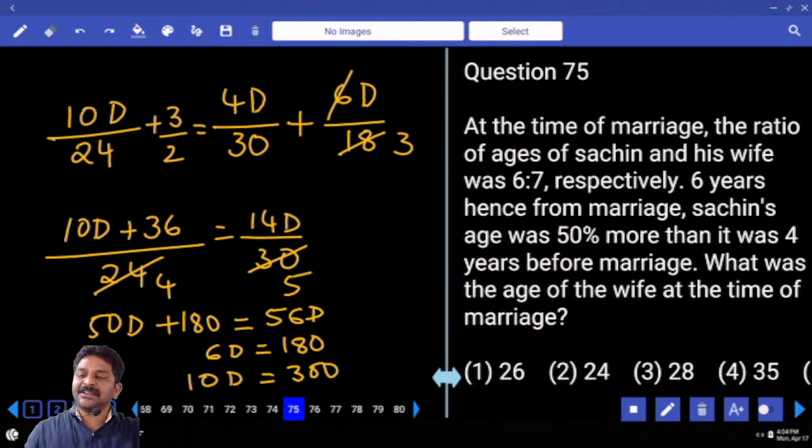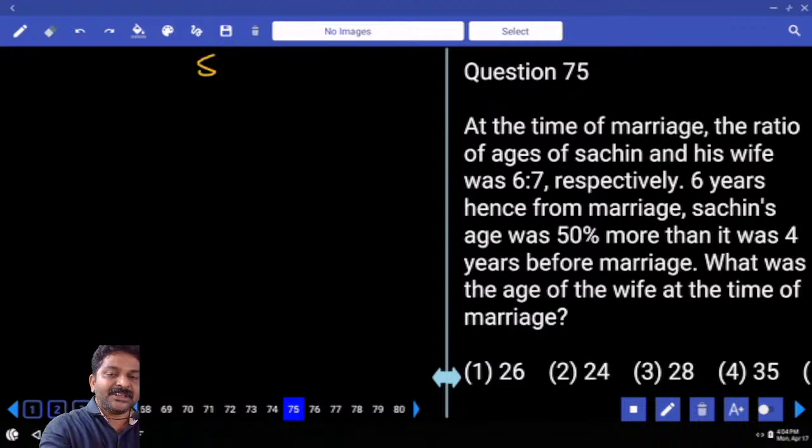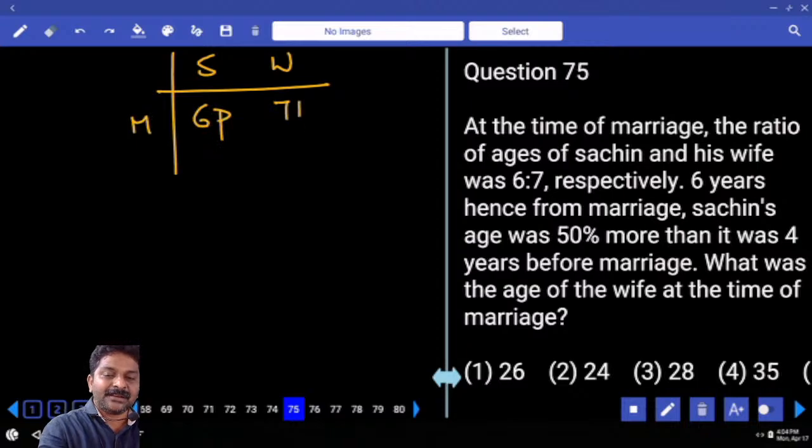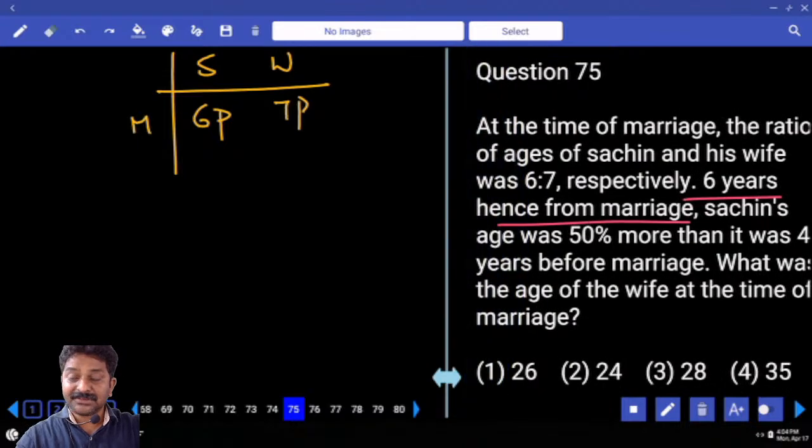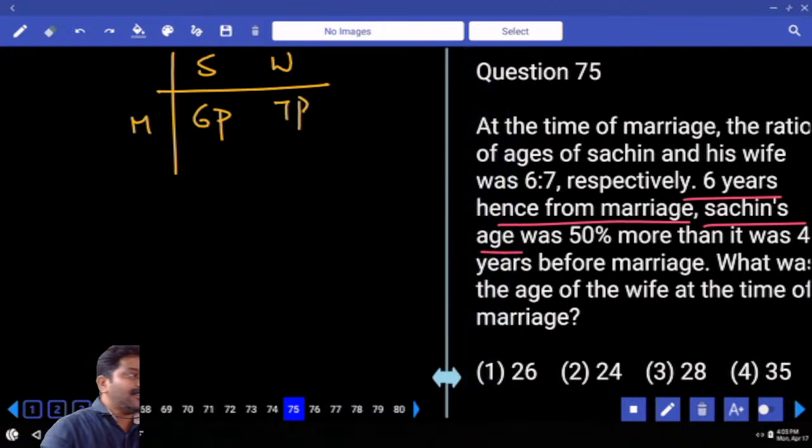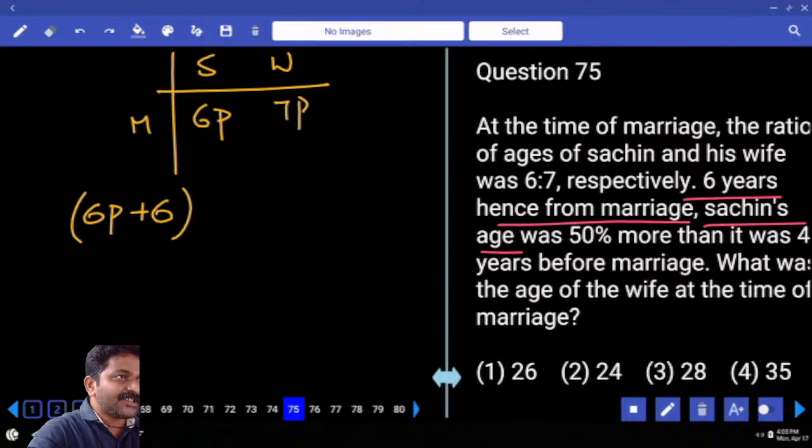At the time of marriage, the ratio of ages of Sachin and his wife was 6:7. Yes. Sachin and wife during marriage time, 6 parts and then 7 parts. 6 years hence from the marriage, from the marriage time onwards, after 6 years. During marriage time, what was Sachin's age? And from there, after 6 years, they are talking about. Then at that point of time, Sachin's age becomes 6 parts plus 6.